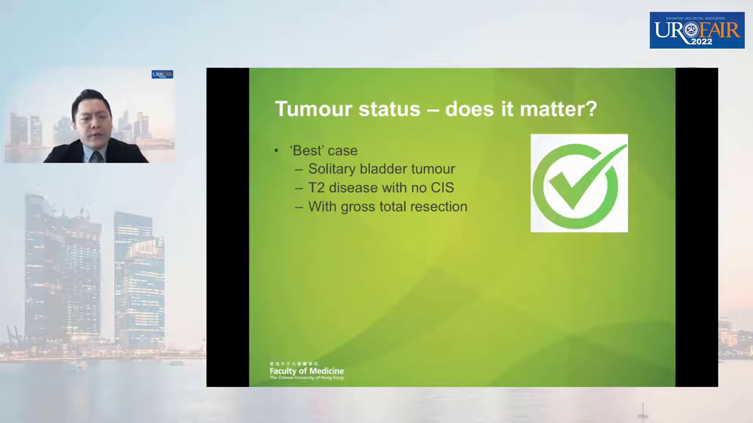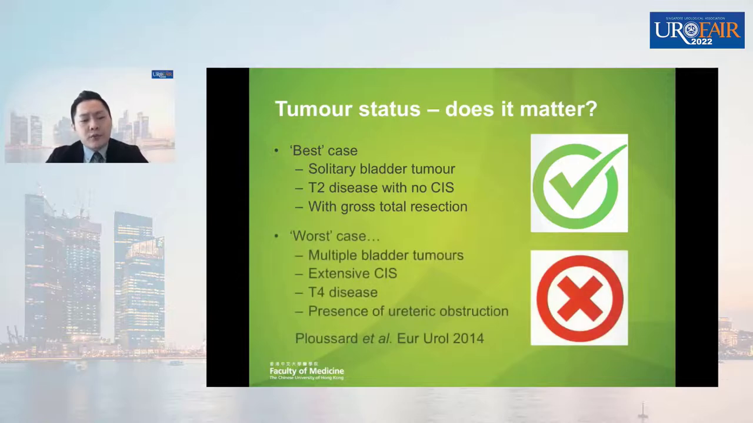But of course, I think the most important thing in TMT is what cases are considered suitable in terms of the disease status. In what situations would TMT achieve an excellent oncological outcome? And if we look into the literature, patients with solitary tumor, preferably T2 disease, not even T3-4, without any CIS, and if you are able to have gross total resection, then these patients tend to perform very well after TMT. On the other hand, patients with multiple bladder tumors, extensive CIS, T4 disease, or if there's any presence of hydronephrosis, these patients, based on what we have in literature, these parameters basically are predictors of worse survival. In those situations, probably safer to have a more radical approach, and that is radical cystectomy.